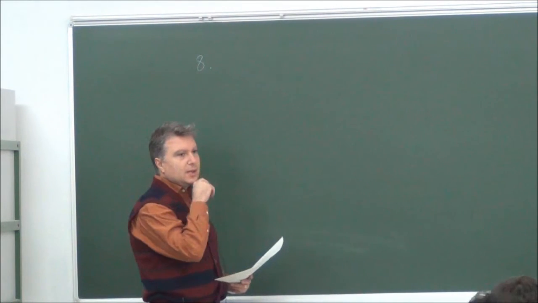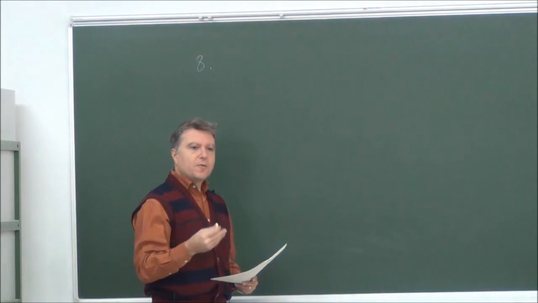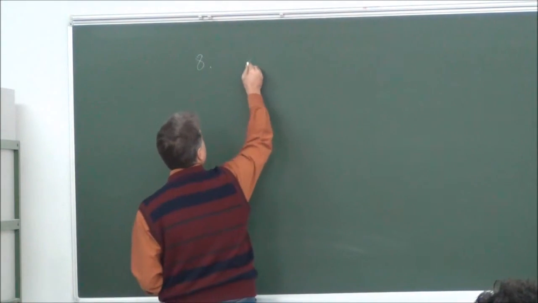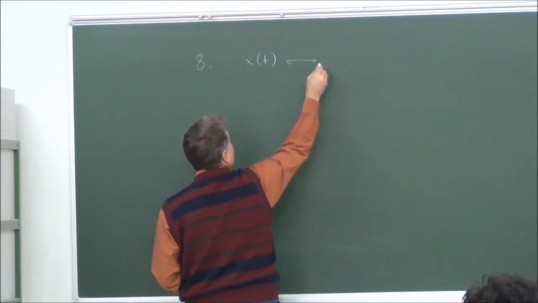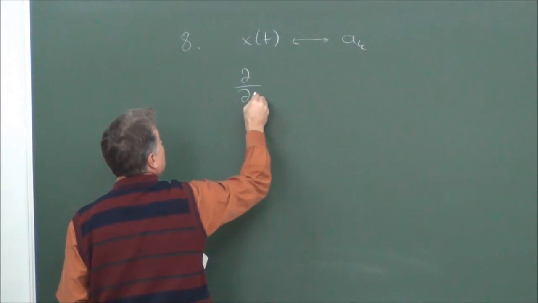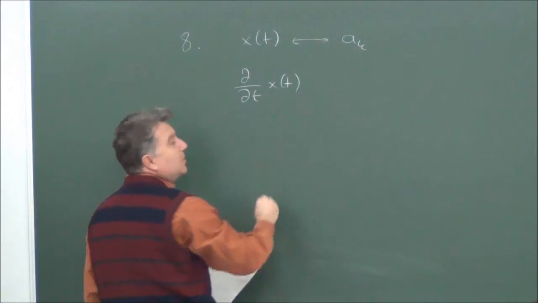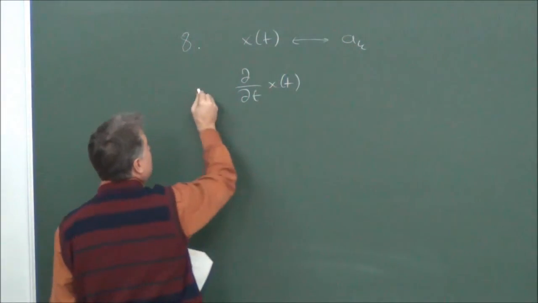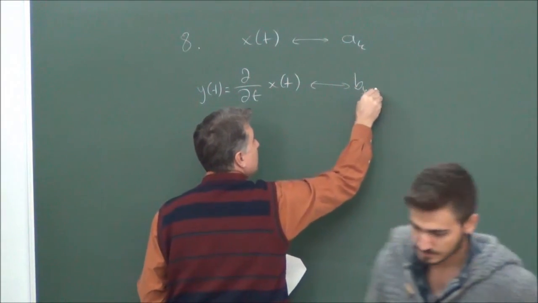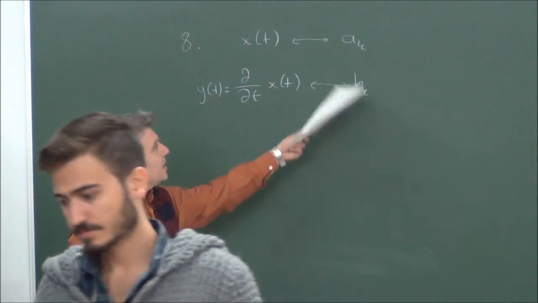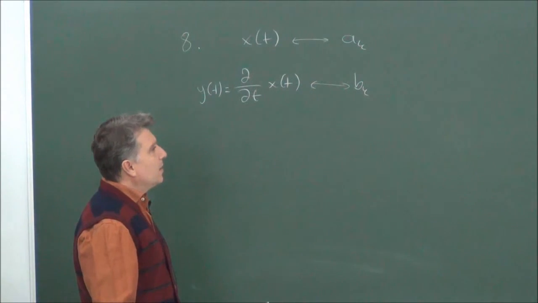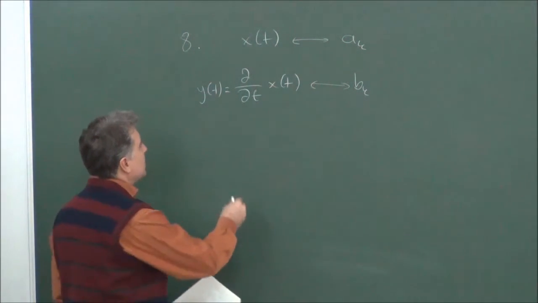What happens to the Fourier series coefficient of a signal which corresponds to the derivative of another signal? In other words, if x of t corresponds to Fourier series coefficients of ak, what can we say about the Fourier series coefficients of the time derivative signal? Let's call it y of t. What are bk's in terms of ak's, in other words? How can we do that? I can give you the answer immediately, but it's quite easy.